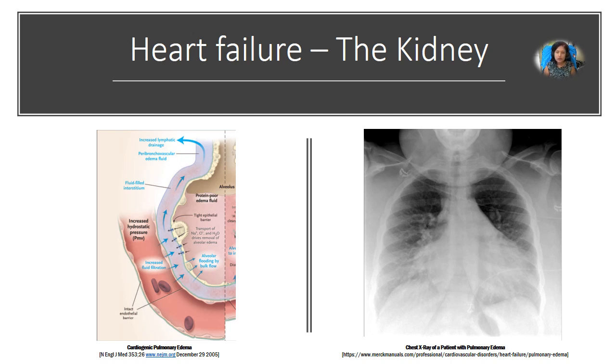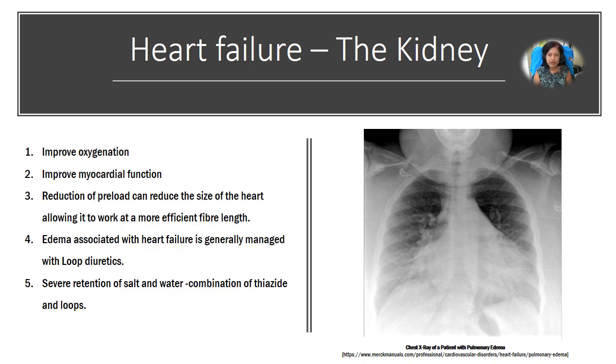At this point, we use diuretics to reduce pulmonary edema. On the right-hand side, you'll see the X-ray showing a butterfly pattern consistent with cardiogenic pulmonary edema. A reduction in pulmonary vascular congestion with diuretics may actually improve oxygenation and therefore improve myocardial function. A reduction of preload can reduce the size of the heart, allowing the heart to work at a more efficient fiber length. Edema associated with heart failure is generally managed with loop diuretics. And in some cases, the retention of salt and water may become so severe that combination diuretic use, such as the use of thiazides with loop diuretics, may be considered or used in these patients.